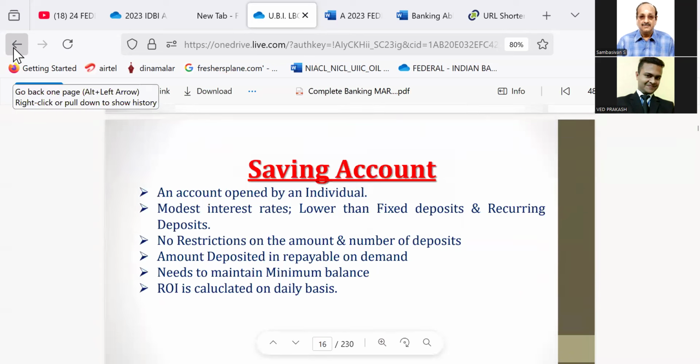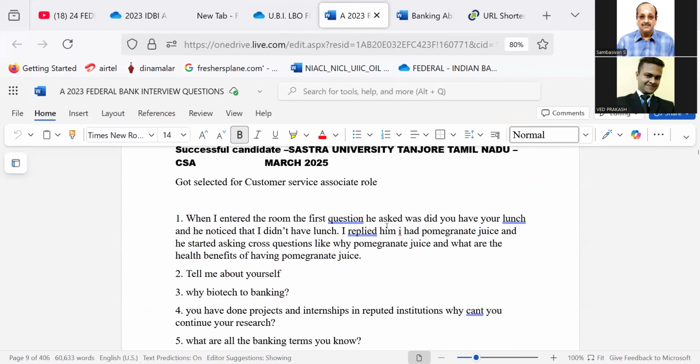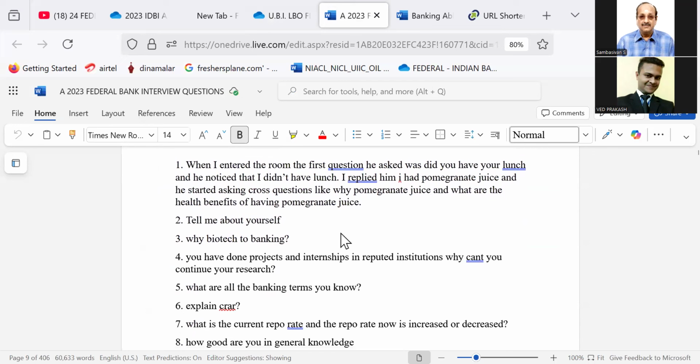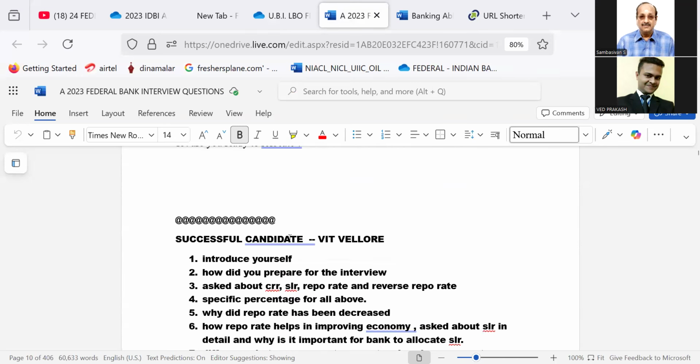That's all. If you do that, what is more important is you must talk confidently in English, and you must be able to answer positively about yourself. Go through the type of questions you are getting from this material. This is the type of question they are asking. This candidate has been selected in Tamil Nadu. Tell me about yourself. Why biotech to banking? You have done some projects. Why can't you go for research? What are all the banking terms you know? Explain what is meant by CRR. What is the current repo rate? Like these questions they are asking.